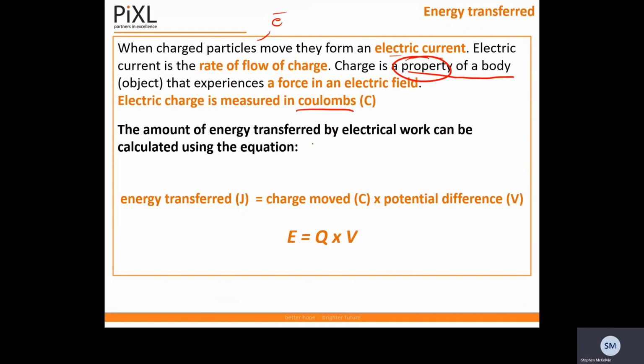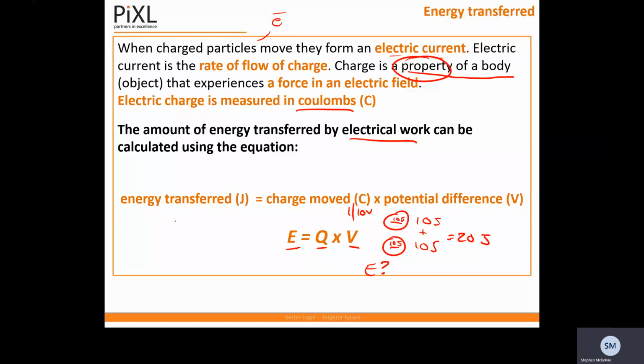Now, the amount of energy transferred by electrical work is calculated using E = Q × V. So let's say I had 2 coulombs and the voltage given from the cell was 10 volts. That means this coulomb is carrying 10 joules and this coulomb is carrying 10 joules. If I wanted to work out the total amount of electrical work that's able to be done here, I would just have to add up the amount of energy per coulomb of charge. 10 joules plus 10 joules is equal to 20 joules of electrical work.